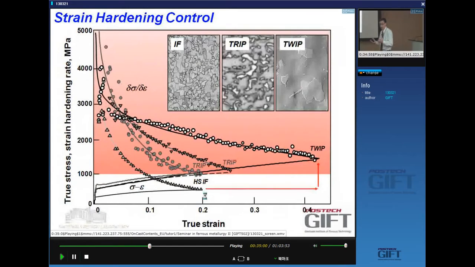However, in the past few years, we have developed steels for automotive applications which actually work on increasing the strain hardening. This is the stress strain curve and the strain hardening curve of a high-strength IF steel. And you can see that this TRIP steel and this TWIP steel manage to get an increase in strength together with an increase in ductility, without any problems. So how is this done?